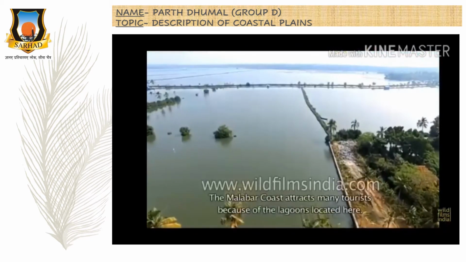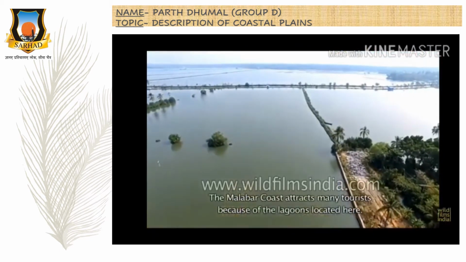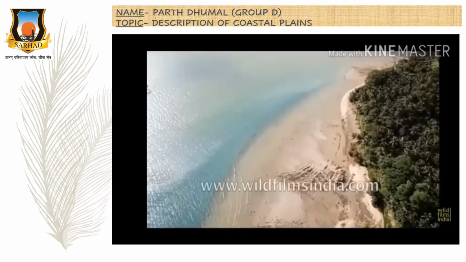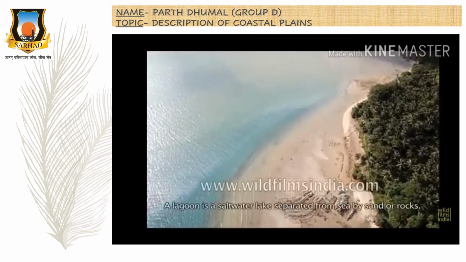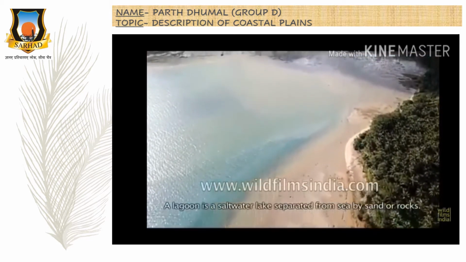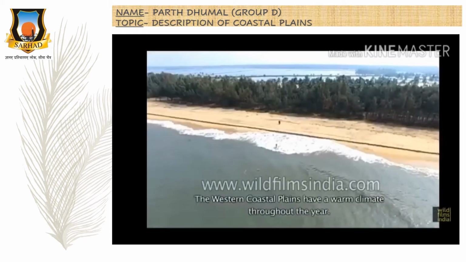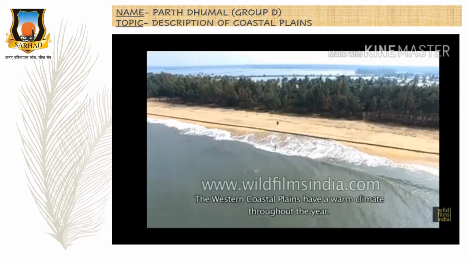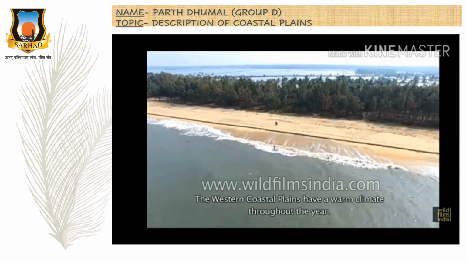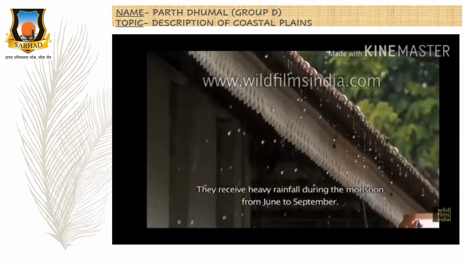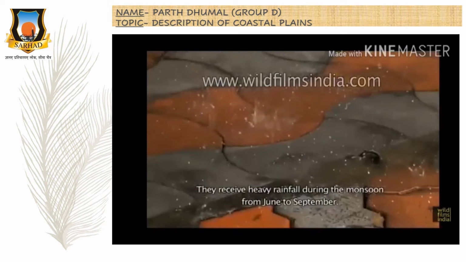The Malabar coast attracts many tourists because of the lagoons located here. A lagoon is a saltwater lake separated from the sea by sand or rocks. The western coastal plains have a warm climate throughout the year. They receive heavy rainfall during the monsoon from June to September.